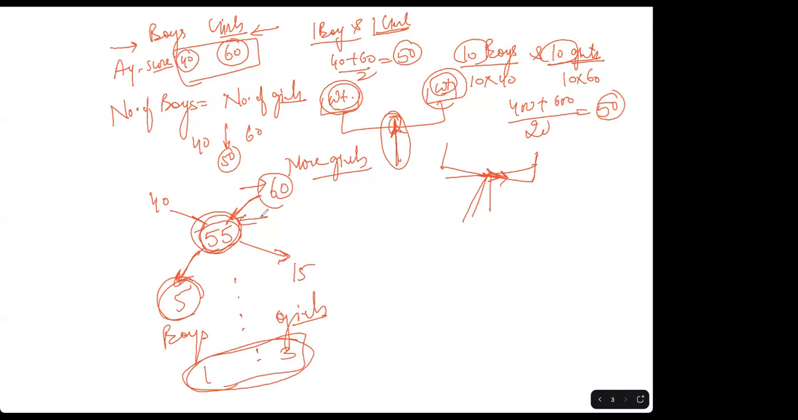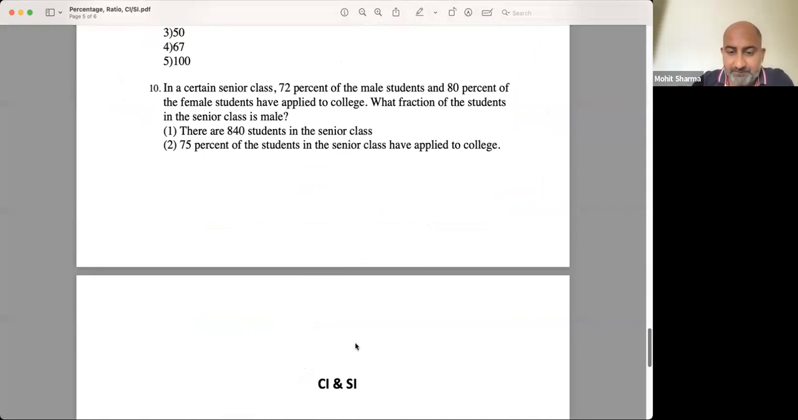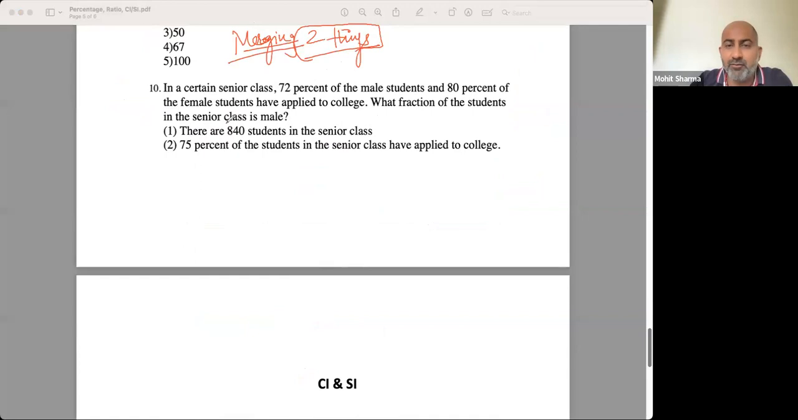Now, if we come to this question, it's exactly the same thing, a weighted average question. See, wherever we are merging two things, we can use it for mixtures also. Wherever two things are getting merged, boys and girls, two mixtures are getting merged, just see if we can use weighted average, especially for DS questions.